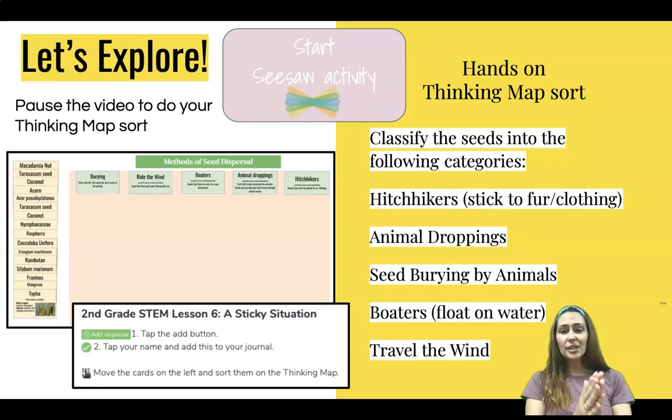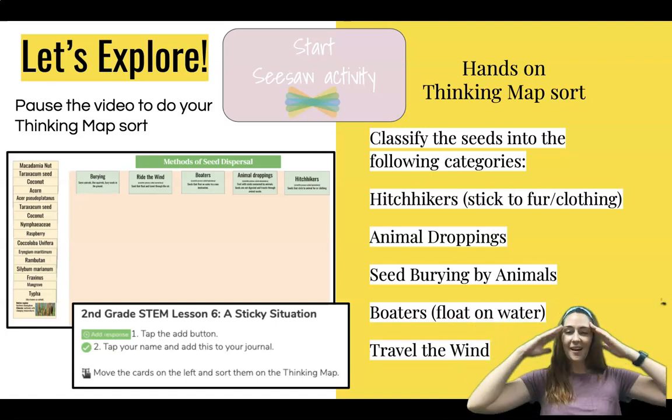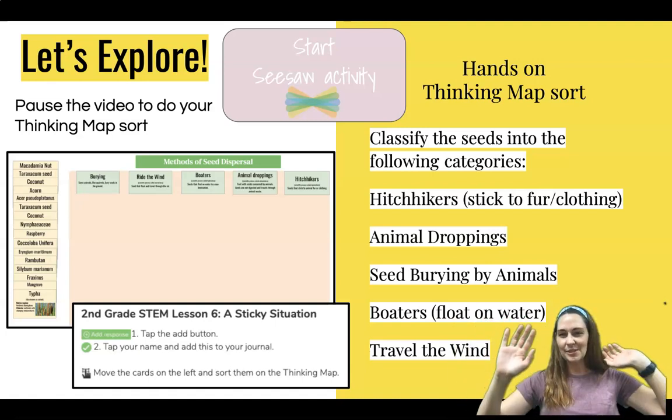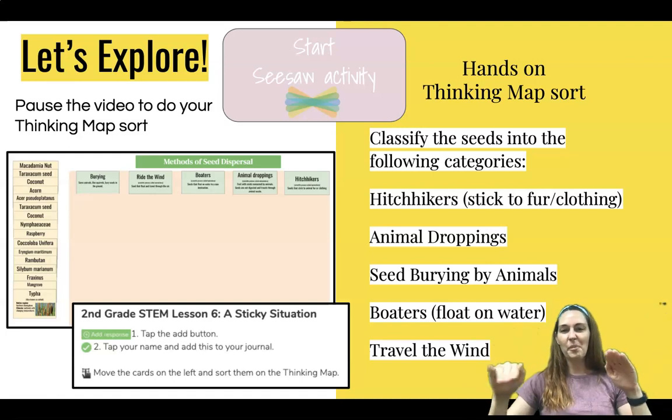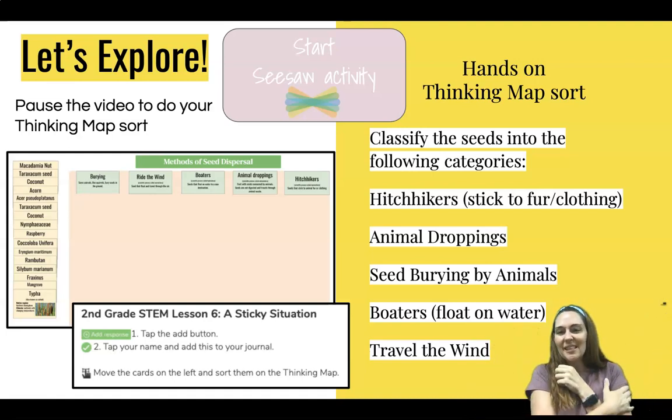Okay, so you're actually going to pause me and open up your Seesaw activity and try to sort some seeds. Now, this one is a bit of a challenge because you would have been doing this in groups of 4, having a conversation saying, I think this seed looks like it would travel by the wind, or I think it would stick to clothing.